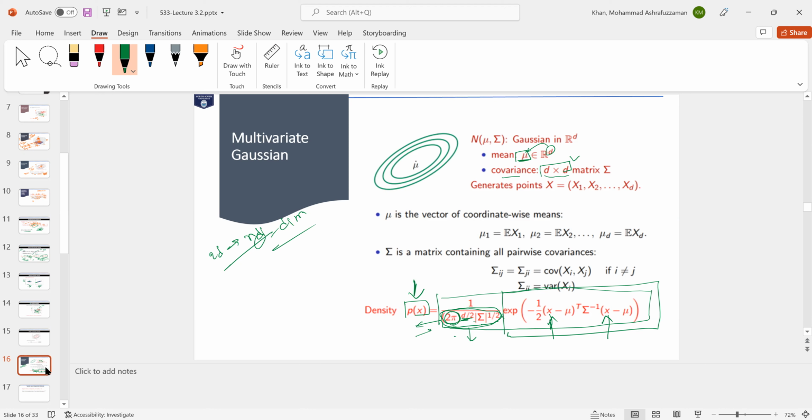And inside this, we have e to the power minus half, again another constant, and then this part. This part is really the variable part. So if we write here x minus mu, that means we are trying to standardize the variable.